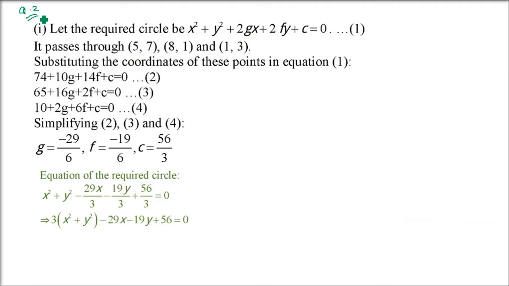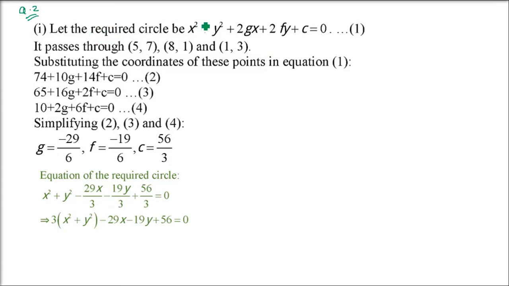Now this is question number 2. Find the equation of the circle passing through the points. Now here, all these 4 are exactly similar, so we'll try to solve one of these. We have to find the equation of the circle passing through these points.